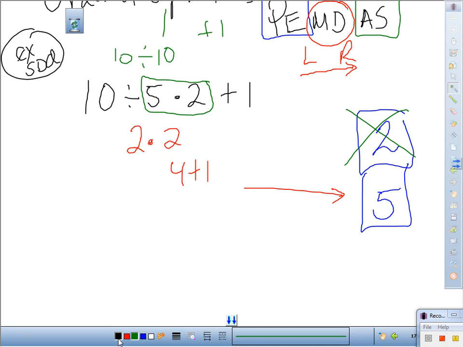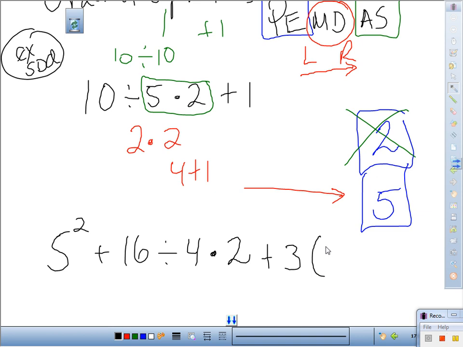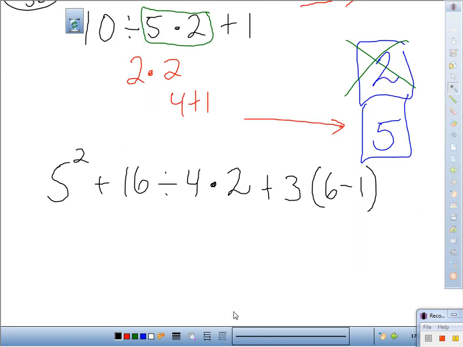One last one of these. All right, here we go. Let's do 5 squared plus 16 divided by 4 times 2 plus 3, open parentheses, be nice, 6 minus 1. All right? See how you do with that one. Go.